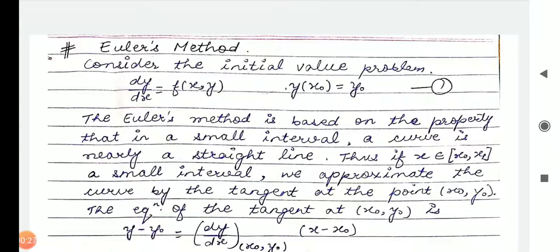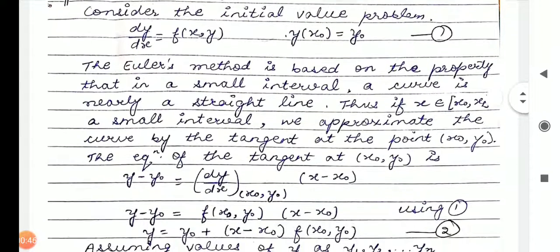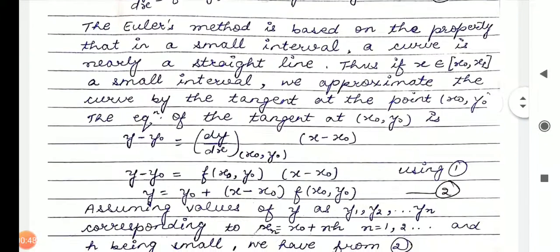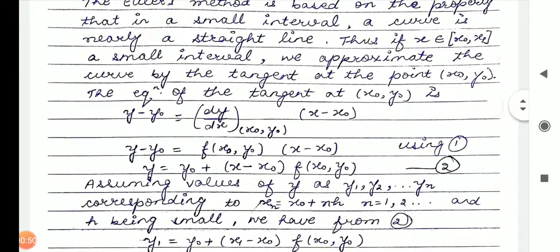dy by dx is equal to f of x comma y, with y at x naught equal to y naught. Euler's method is based on the property that in a small interval a curve is nearly a straight line. Thus if x belongs to the closed interval x naught comma x1, a small interval, we approximate the curve by the tangent at the point x naught comma y naught.